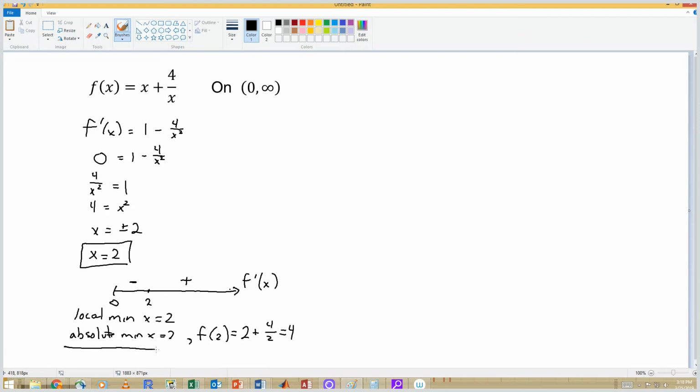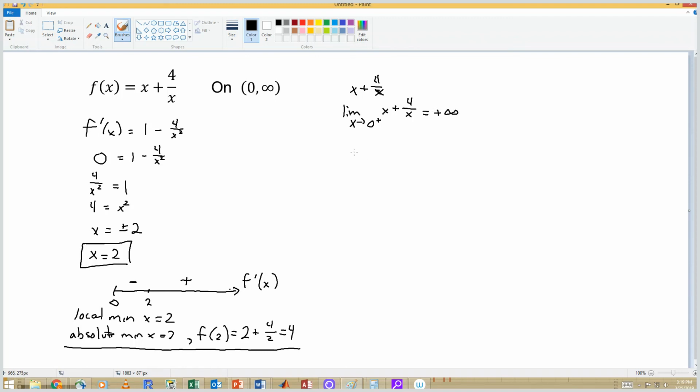Now we have to ask ourselves the question, is there an absolute maximum? And so we have to look at our region and we say to ourselves, when x is very, very close to 0, then our function is x plus 4 over x, which gets very, very big. So I could write this as the limit as x goes to 0 from the right-hand side of x plus 4 over x. 4 over 0, or 4 over something very close to 0, is going to be very large. So that's equal to positive infinity.